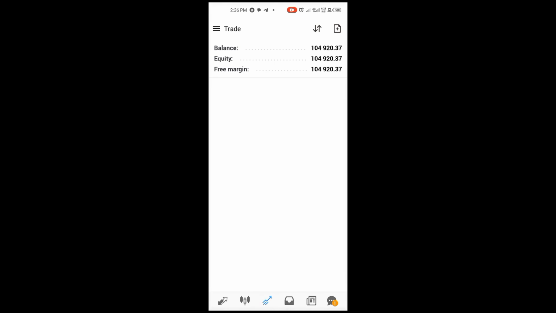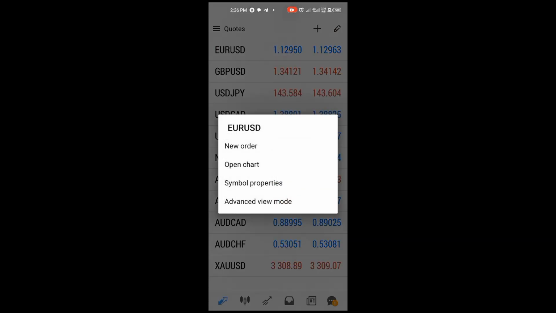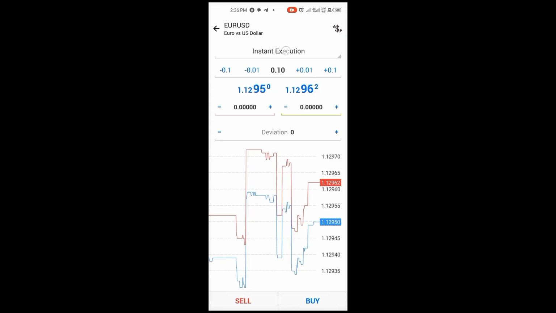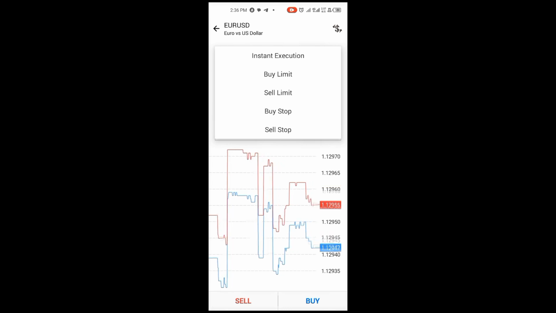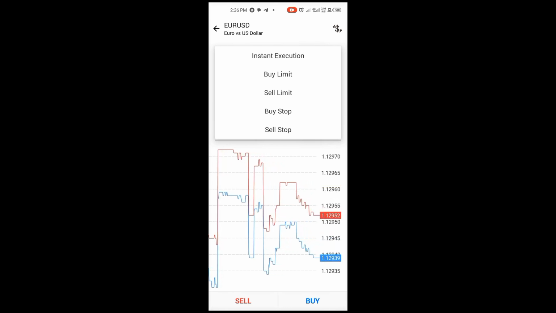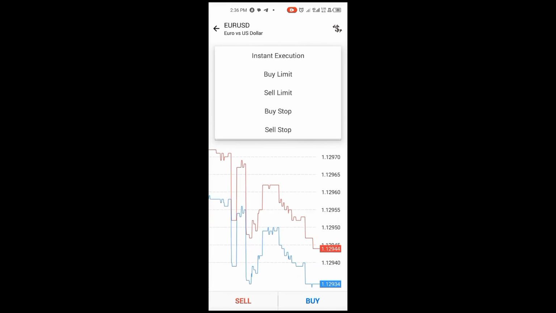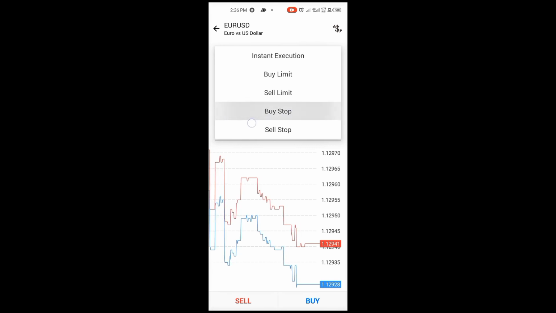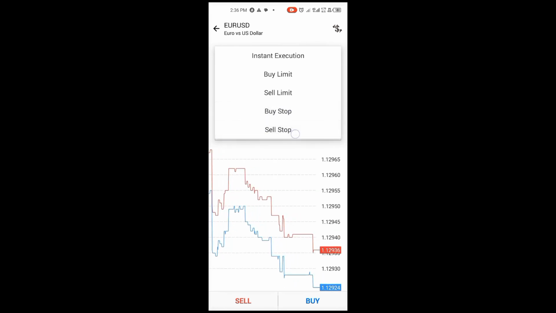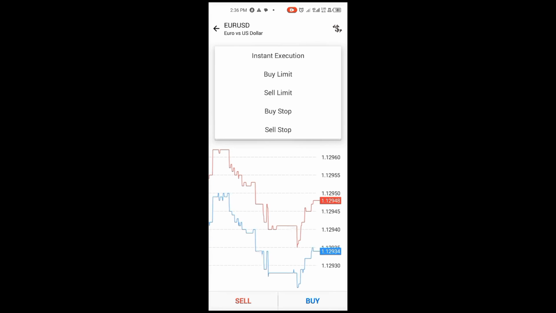But when we get to technical analysis, I'm going to show you something. What we just did is called instant execution because we had to put in the order instantly. But there are times when we need to do what we call buy limits, sell limits, buy stop or sell stop. That I'm going to show you on my TradingView in the next video.